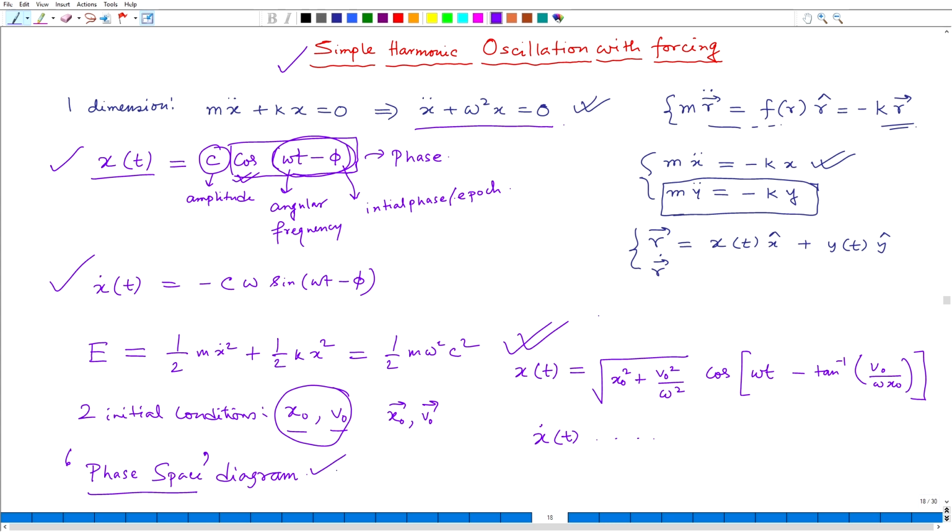Phase space is the key factor, and we showed that a phase space diagram is nothing but a plot where along the x axis you have x and along the y axis you have x dot, or v, and for 1D this is quite simple. For a simple harmonic oscillator you actually have elliptic pictures.